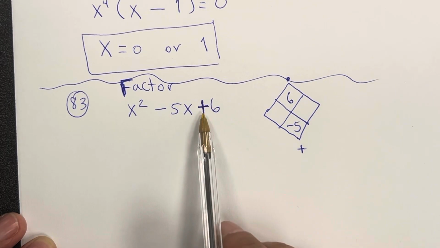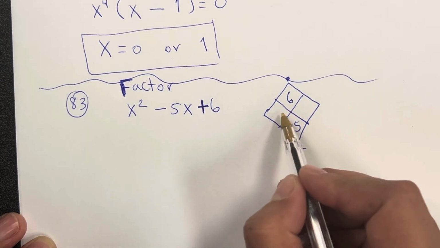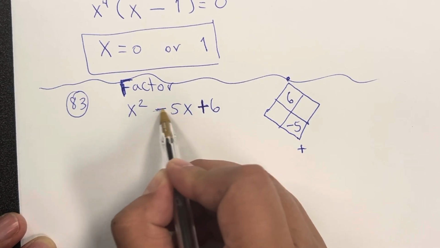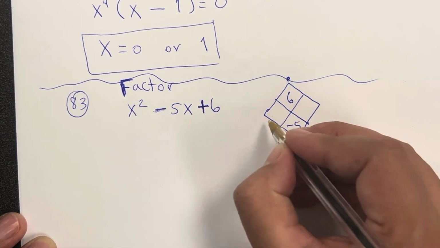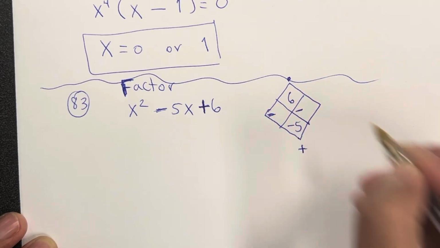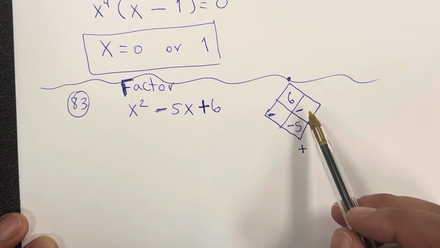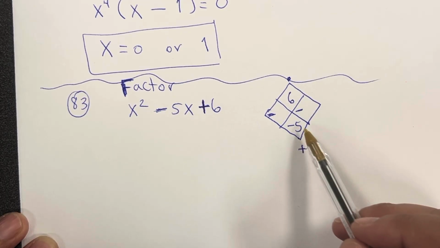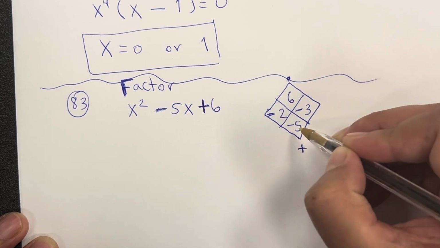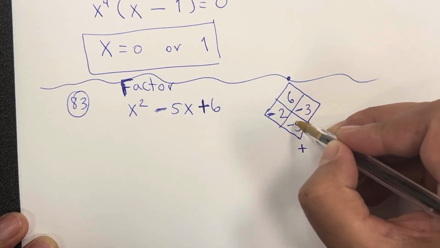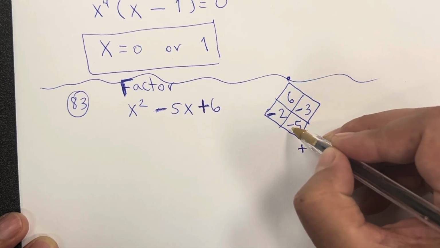Well, let me tell you that when the last one is positive, that means that both factors will have the same sign. Okay, when this is positive, both will be the sign in the middle. In this case, negative. So two numbers that multiply to equal 6, but when you add them equal negative 5. Well, when you add them, 2 plus 3 is 5, but because they're both negative, then negative 2 and negative 3 is negative 5.